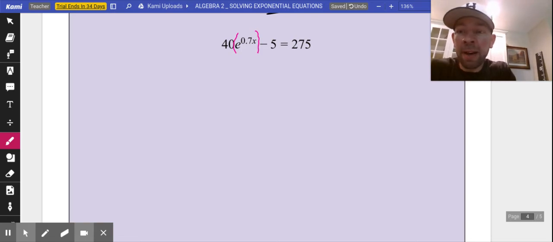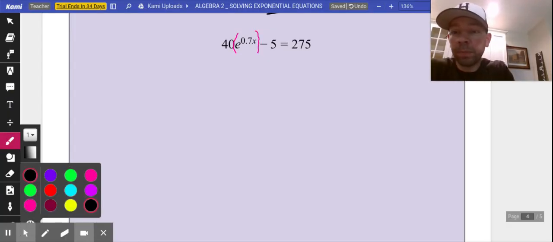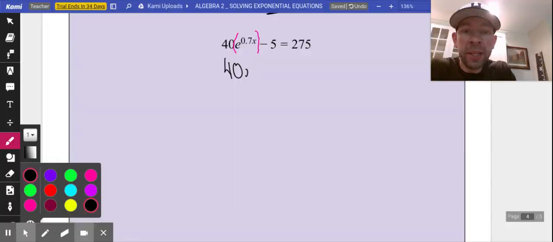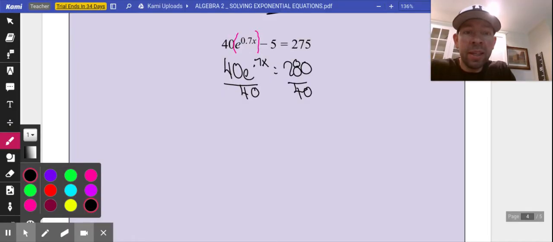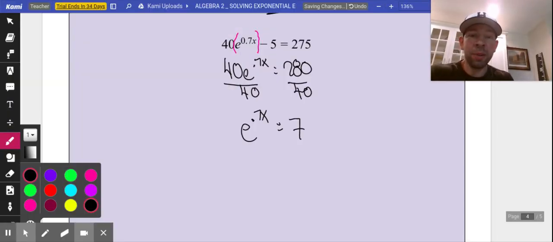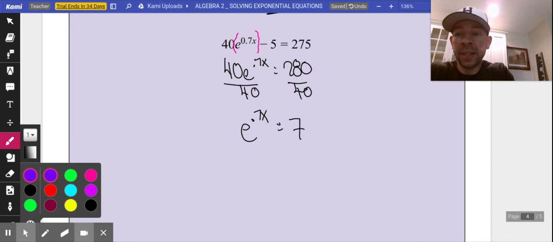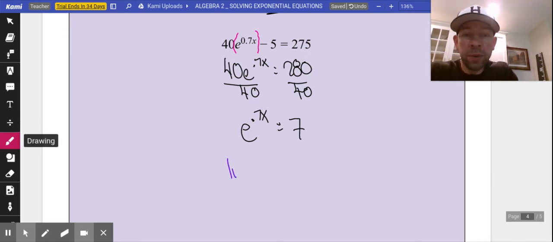So we're going to add that 5 over first and foremost. So we get 40e to the 0.7x equals 280. Then we'll divide both sides by 40. That's going to give you e to the 0.7x equals 7. Okay, now we've isolated that exponential expression. We can go ahead and take the natural log of both sides. So we go natural log of e to the 0.7x equals the natural log of 7. All right, move the exponent out front.